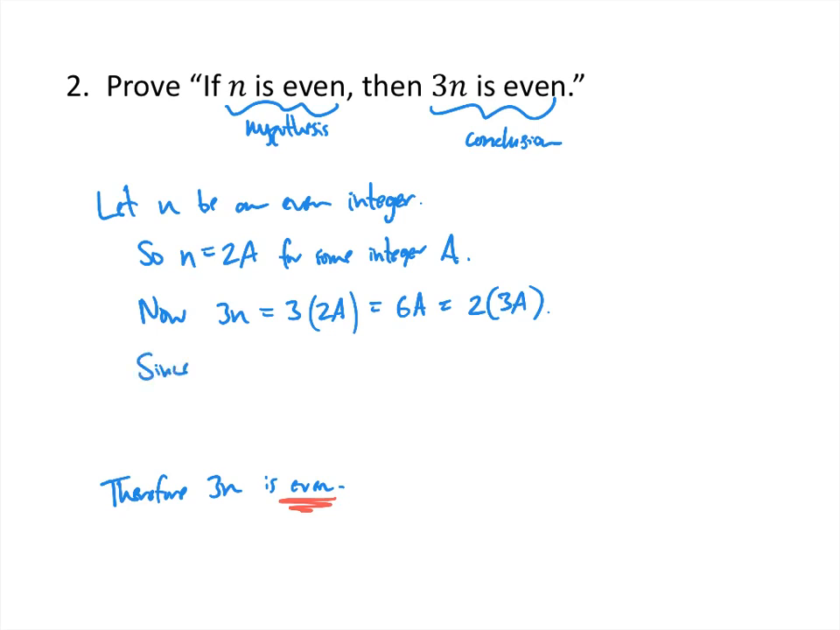Since a is an integer, 3a is an integer. There I'm using that closure property of the integers, that if I multiply 2 integers together, I get another integer. Since a is an integer, 3a is an integer, and so that means that 3n is even. So I reached my goal. I said that therefore 3n has to be even. So that's the basic structure of a proof. We start with a hypothesis, we use our definitions, and we work towards our conclusion.